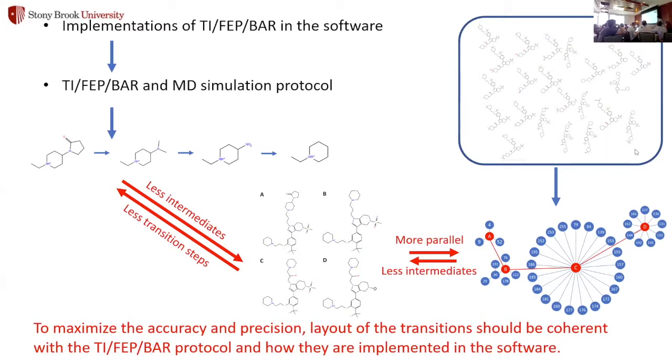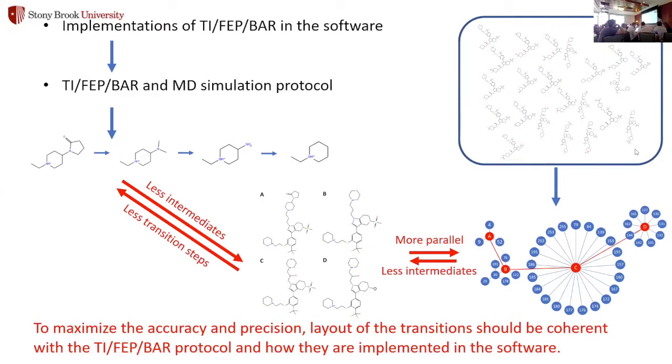So what I did is, when I'm doing this, I try to make it more parallel. I included some artificial ligands or artificial intermediates in the center of this map to try to organize stuff and make it more parallel. And in some cases, when you go from ligand 1 to ligand 2, if the perturbation is too big, you may need to consider splitting the transition into multiple steps.